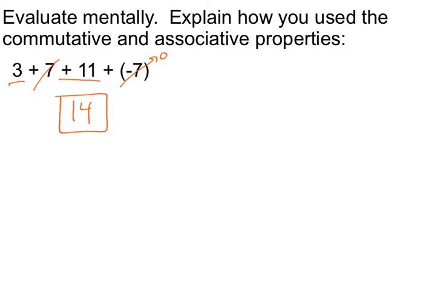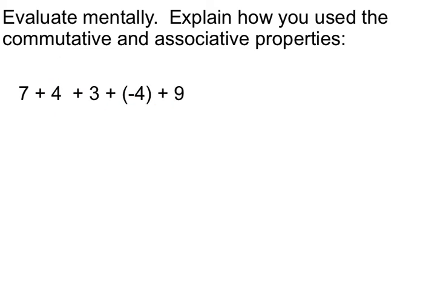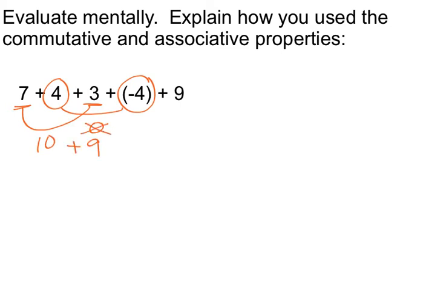Let's look at another example. So we're going to do 7 plus 4 plus 3 plus negative 4 plus 9. I'm noticing a 4 and a negative 4 that would be very quick, so we'll group those together and get 0. How about a 7 and a 3 make 10? And now we just have 10 plus 9, because the 0 doesn't really matter. 10 plus 9 is 19. So you can use the associative property and commutative property together to do quick mental math.